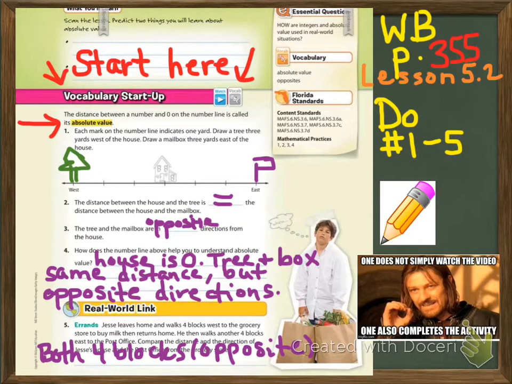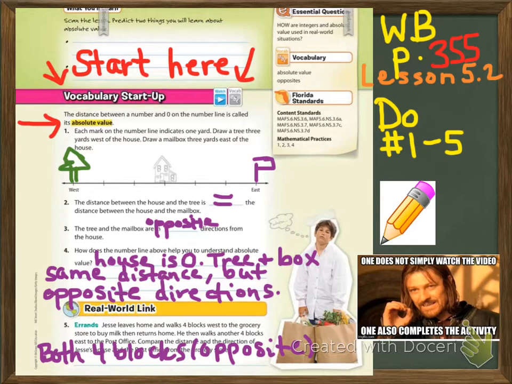Okay, page 355, here are the answers filled in for you. Concentrating on the vocabulary word absolute value, which we'll talk about in a minute, but you can see I filled in my information with my very limited drawing artistic capability. So the tree is green to help you realize that's a tree. And you can see that it's on the left side of the number line. Then the mailbox I drew with purple, and it's on the right side of the number line.